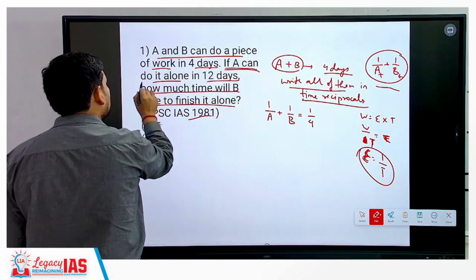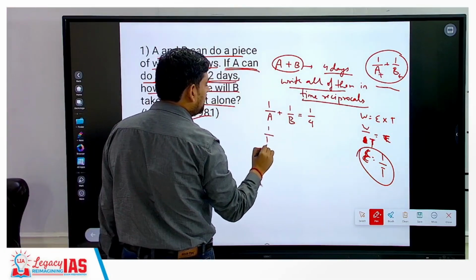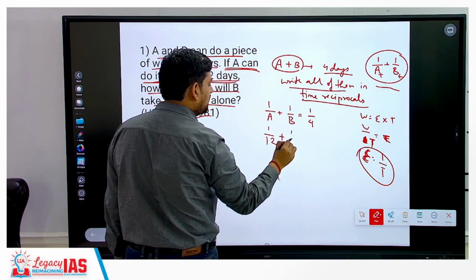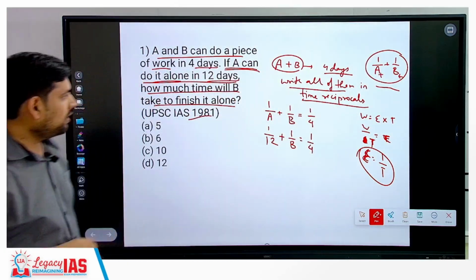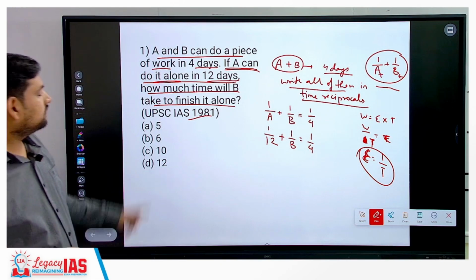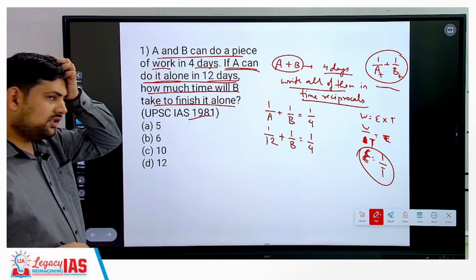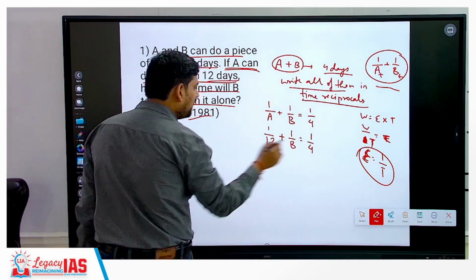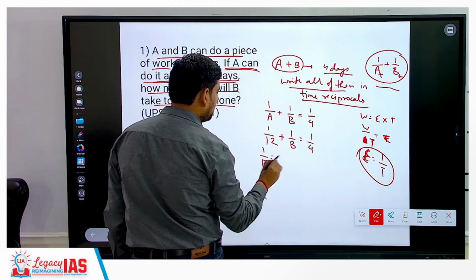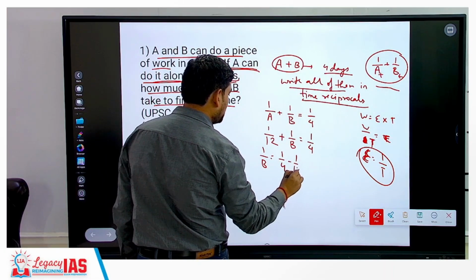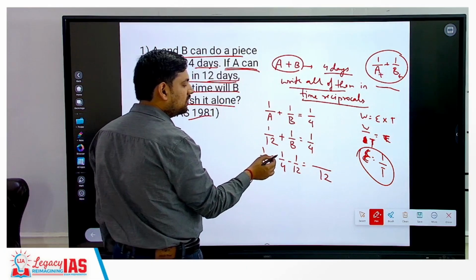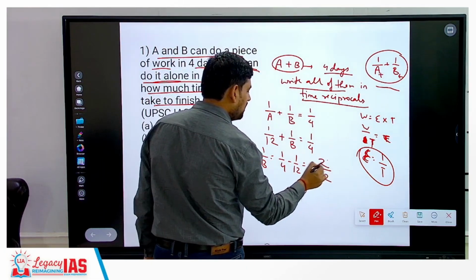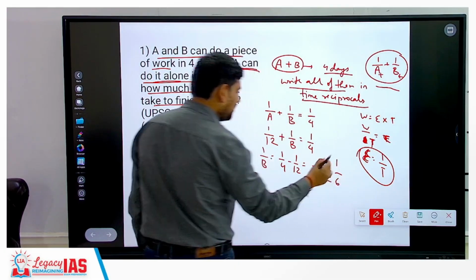Now let's write it. If A alone can do it in 12 days, so here I write 1 by 12 plus 1 by B, I don't know. This is equal to 1 by 4. Now how much time will B take to finish it alone? Simply 1 by B is 1 by 4 minus 1 by 12. This gives you 12. How many times will this go? 3 minus 1, so 2. 1, 6. What you got?